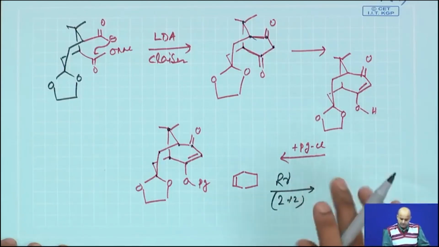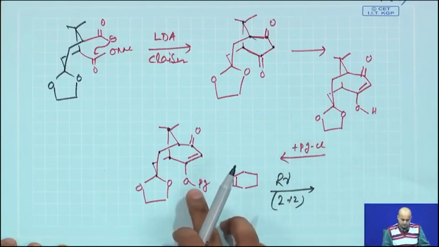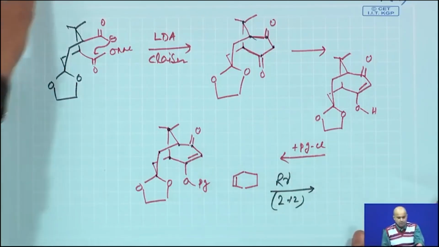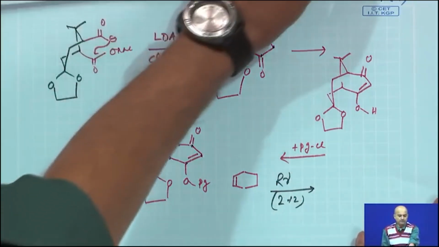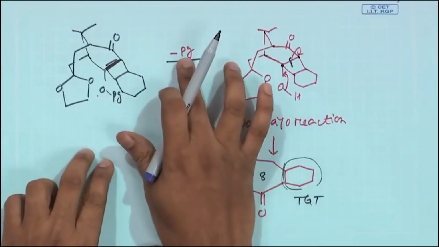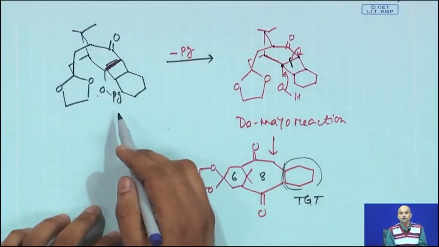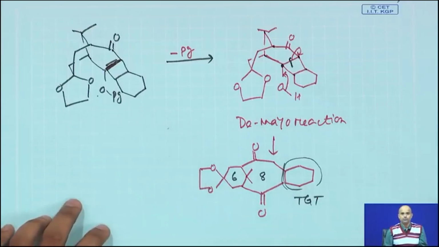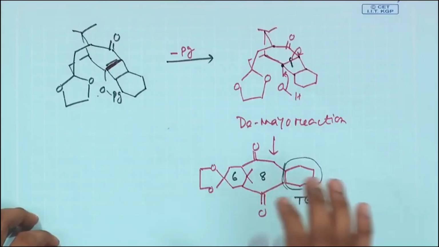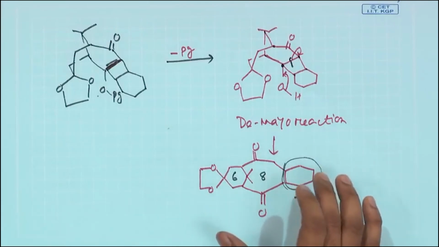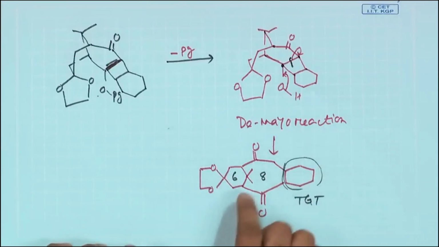Now, the enols are just protected with this protecting group, then you do the 2 plus 2 cycloaddition. Then you can remove this protecting group and do the retroaldol reaction. So, in principle it is a Diels-Alder type reaction. This reaction is applied as a key transformation, and then finally you get this 6, 8, 6 system.